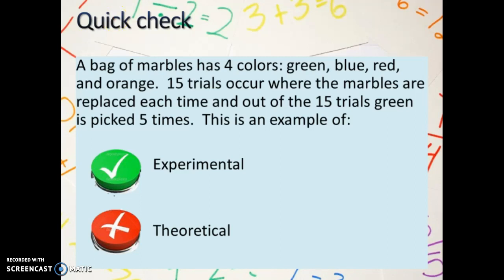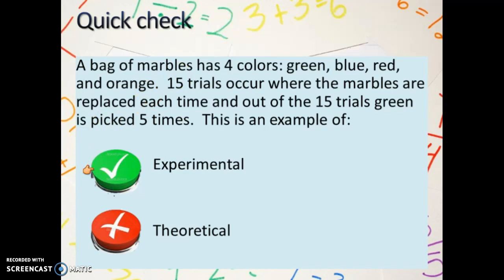This here would be experimental because we're actually doing an experiment. We only have 4 colors, but we're looking at how many trials we are doing. So we're not saying what the experiment is of picking green out of 4 colors, but what it is based on our experiment, our 15 trials.